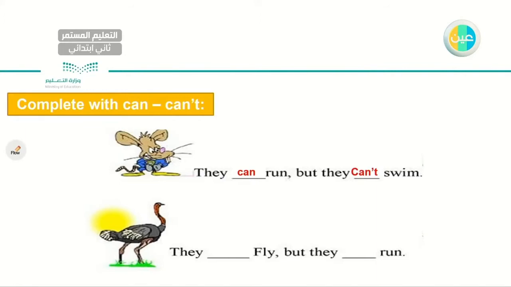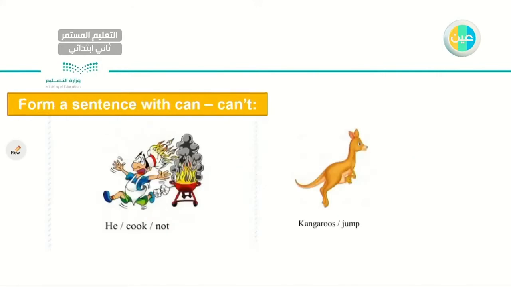How about the ostrich here I have? It's a bird, right? But they cannot fly. Very good. They are birds, but they cannot fly, but they can run, and they are very fast. They cannot fly, but they can run. Very good, very good. Now, form a sentence with can and cannot.